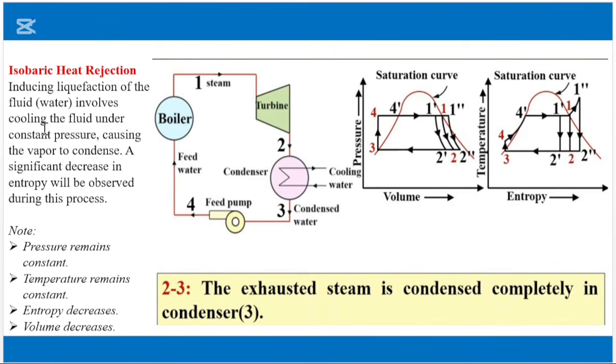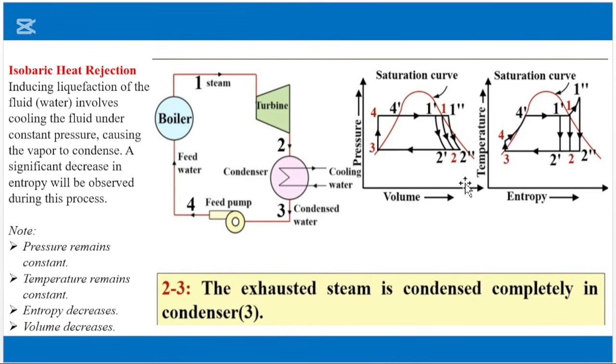So here, if you want to see what is happening, inducing liquefaction of the fluid, that is water, involves cooling the fluid under constant pressure, causing the vapor to condense. Once again let me remind you that heat addition and heat rejection happen at constant pressure. I told you already, especially for the Rankine cycle. A significant decrease in the entropy is also observed during the process. Now let's look into the PV diagram, followed by the TS diagram. First, the pressure volume diagram.